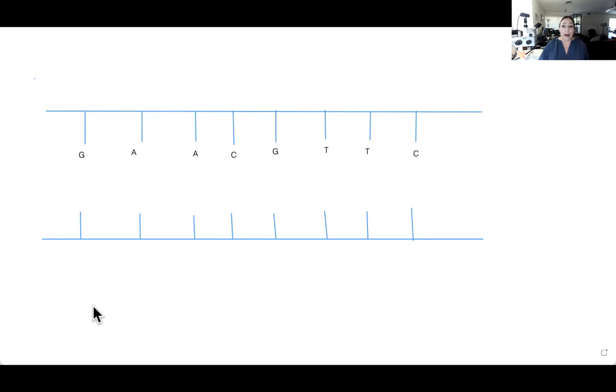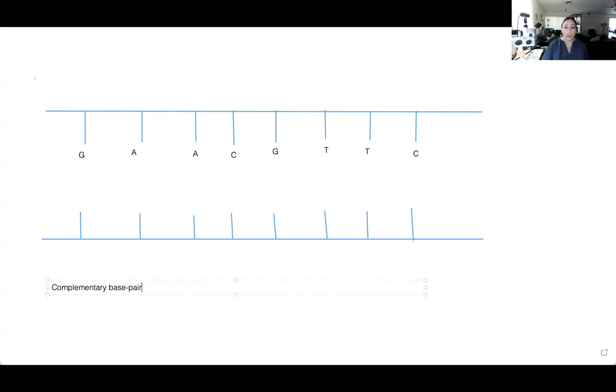So here we have our top strand of DNA. It has the bases guanine, adenine, adenine, cytosine, guanine, thymine, thymine, cytosine. Now remember that I told you that these DNA strands connect to each other by hydrogen bonds between the bases, but they have to follow base pairing rules. So I'm going to write these base pairing rules down here for you, even though I had it on the other slide. So this is what we call complementary base pairing.